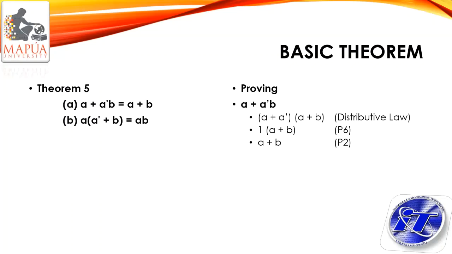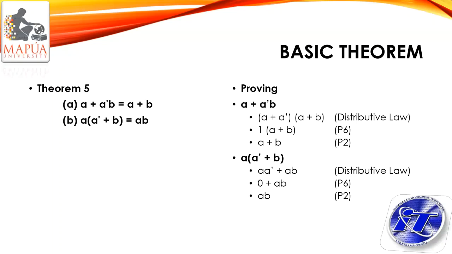Okay, so let's proceed with form 2. A ANDed to A naught plus B. Using the distributive law, distribute A. So we have A A naught plus AB, and we all know that A A naught is equivalent to 0 based on postulate 6. And anything ORed to 0 based on postulate 2, the result will be itself, which is AB, which is the same as the right side of theorem number 5. So therefore, theorem number 5 is correct.